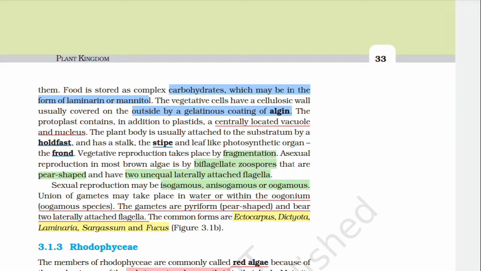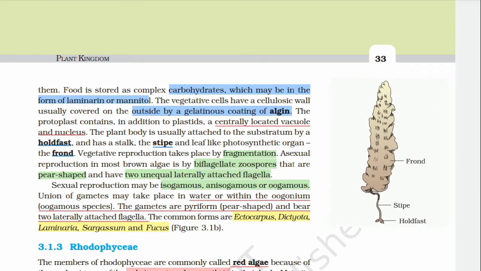If you see the structure of the plant body, they have three things to note. First one is holdfast, through which they attach to the substratum. In this picture you can see very well. And next stipe, and next frond. Frond is a leaf-like photosynthetic organ. We have already seen they don't have true leaves, right? So it is a leaf-like photosynthetic organ, that is known as frond. So three things: holdfast, stipe, and frond.